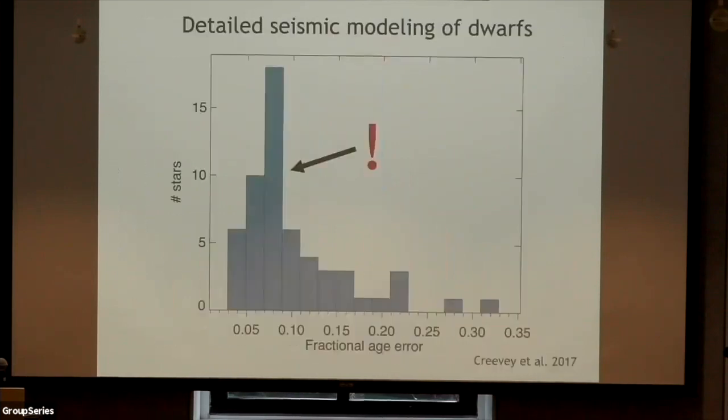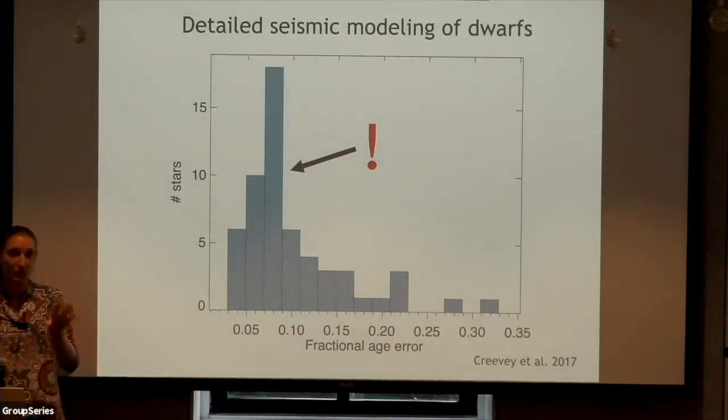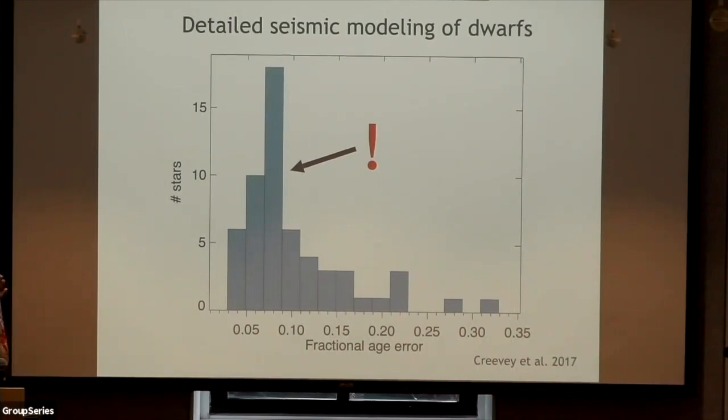And these are precise. You can get ages that have fractional age uncertainties of less than 10% this way. This is a random uncertainty from just the model, assuming a fixed stellar model, right? There's a systematic component to this that's probably of order 10%. That is, what input physics did I put into that stellar model to begin with?